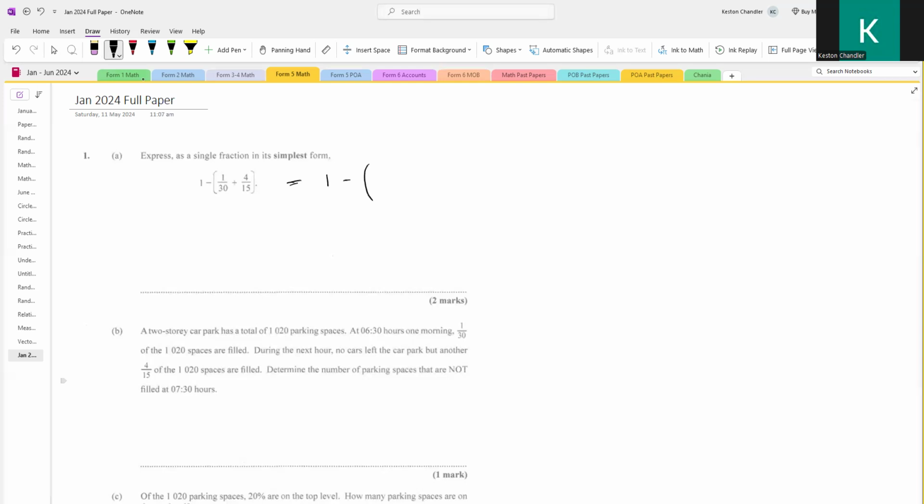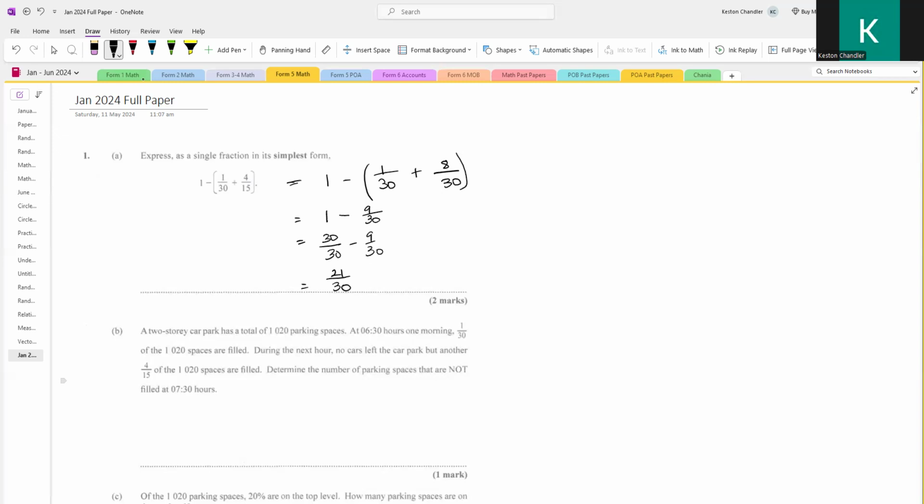So we have 1 over 30 here. If I could make this denominator 15 into 30, I will do that to make it easier for me to work out this question. So I know 15 multiplied by 2 will give me 30. That means I also need to multiply this 4 by 2, which will be 8. And that will give me 1 minus, 1 plus 8 is going to give me 9 over 30. Now, a whole of 1 will be 30 over 30 minus 9 over 30, and that will give me 21 over 30.